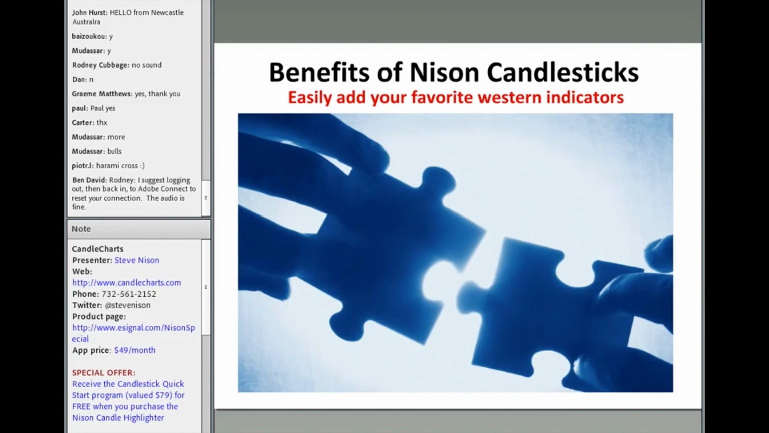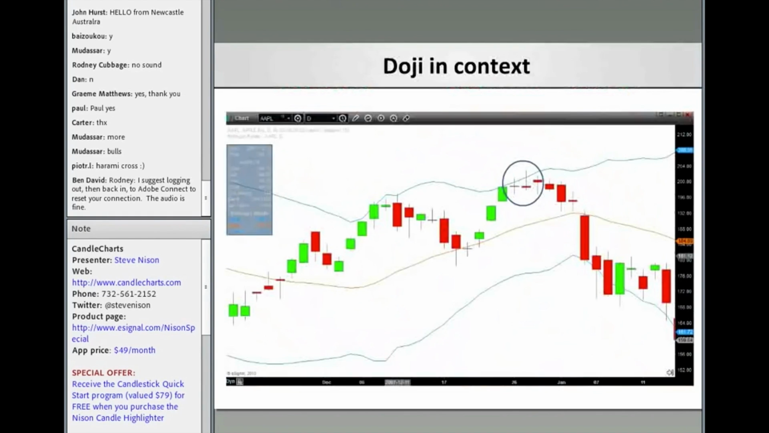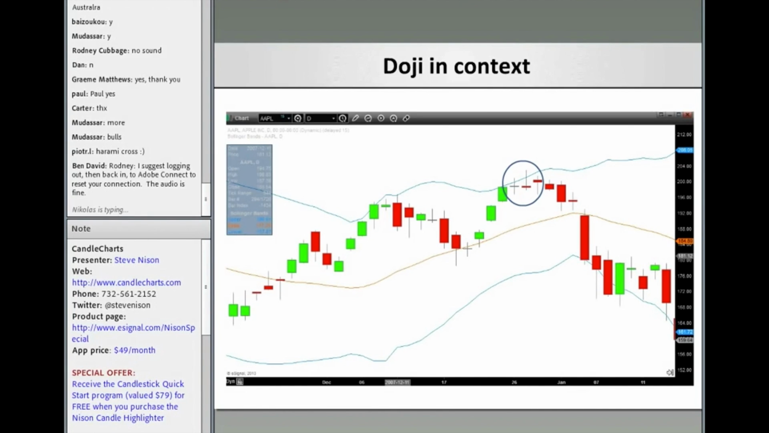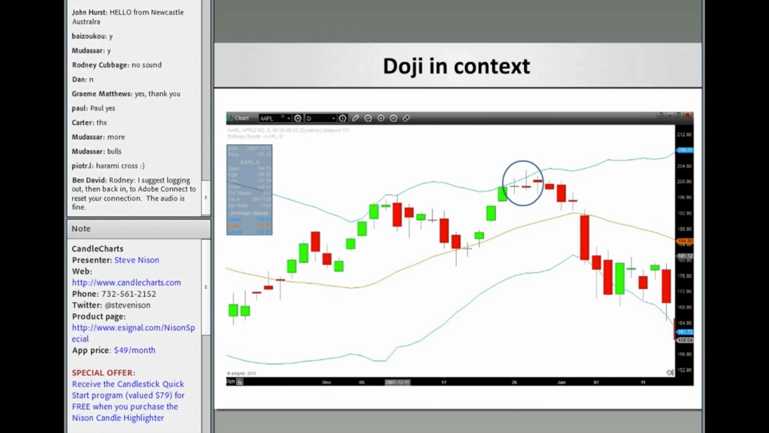So you could easily add your favorite Western indicators. For example, here, this was back at the highs of Apple a while ago. We had a series of small real bodies in the circled area, these doji, and by the way, the plural of doji is doji, and it was at the top of a Bollinger Band. I like using Bollinger Bands to gauge overbought, oversold. So this is what I call the multiplier effect. If you get a candlestick signal confirming one of your favorite Western indicators, I'd be more aggressive on a trade, or in this case, if I was long, I certainly would consider taking profits.